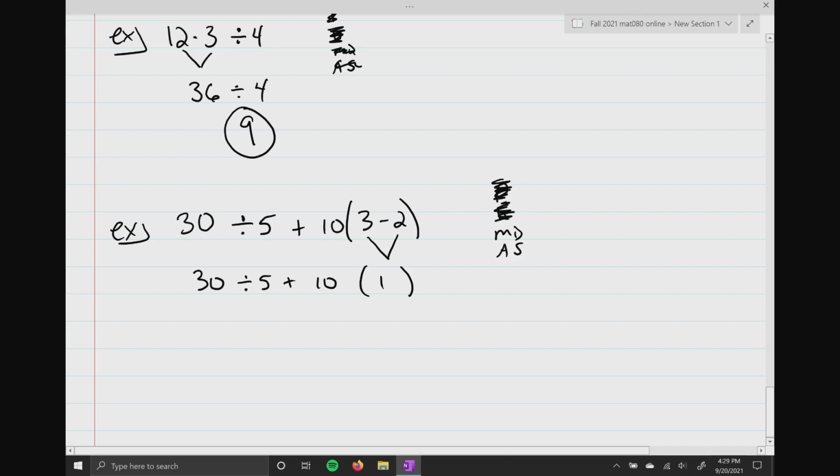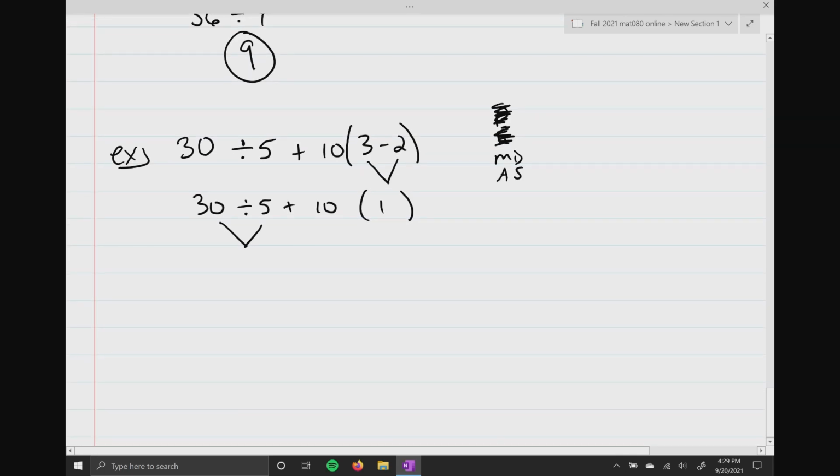Now I'm going to do multiplication and division from left to right in the order they appear. 30 divided by 5 is 6. Plus 10 times 1. Remember, I do one step at a time. Now I need to multiply 10 times 1, so that's going to be 6 plus 10. Multiplication division is now complete. Lastly, 6 plus 10 is 16. Okay?